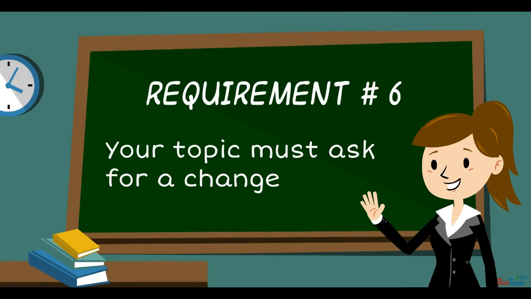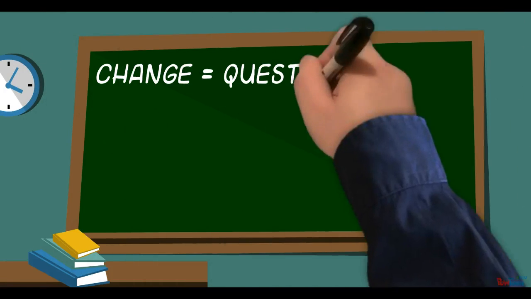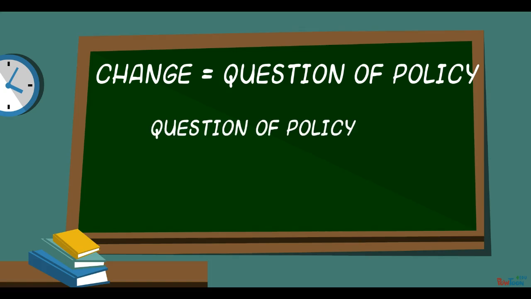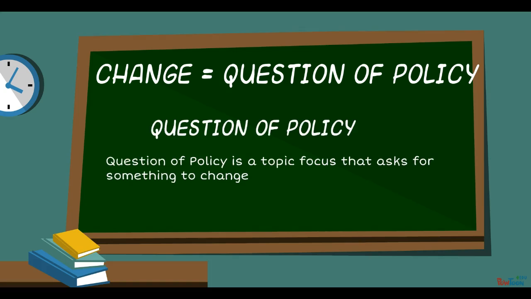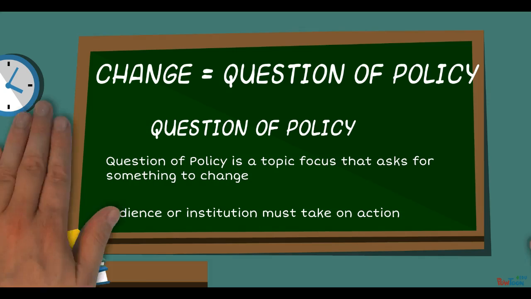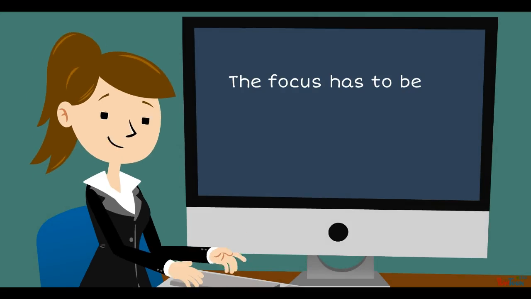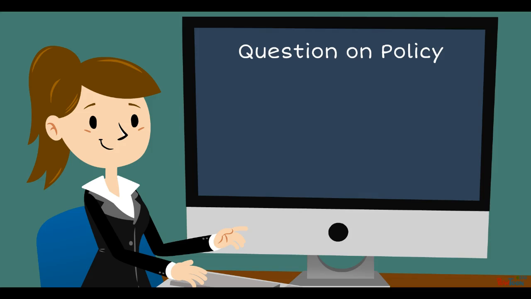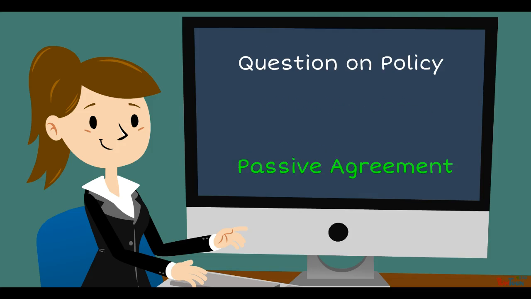The last requirement is the topic must ask for a change. So when I'm talking about a change, what I'm really talking about is question of policy. Question of policy is a specific format for a topic that asks for something to change, some sort of action has to occur, and it either has to be the audience or an institution taking on that action. So the focus, again, like I said, has to be on something changing. So question of policy has 2 options. You have personal action and passive agreement.